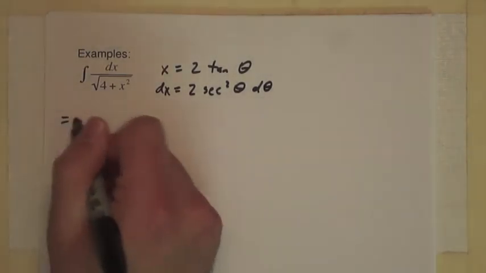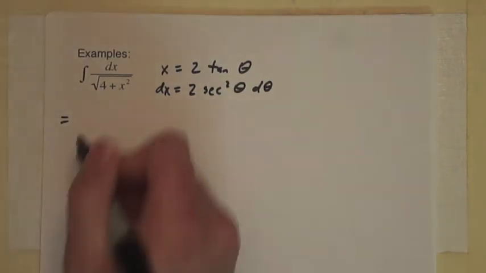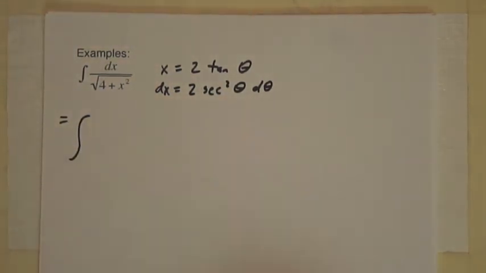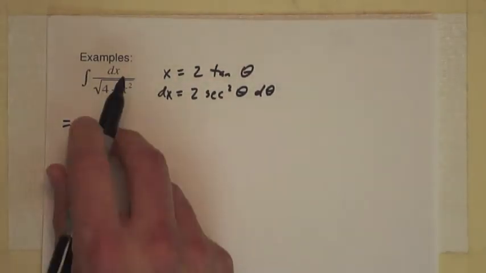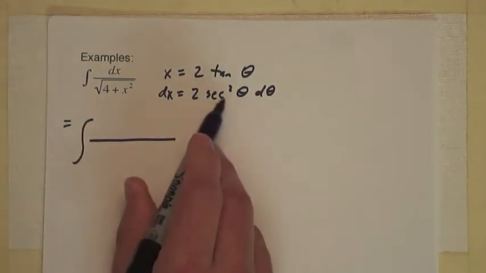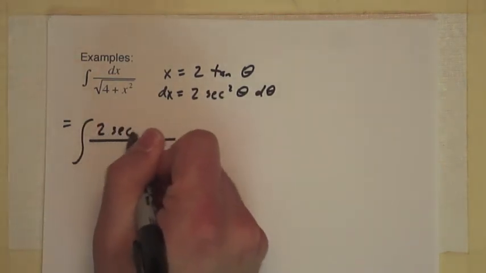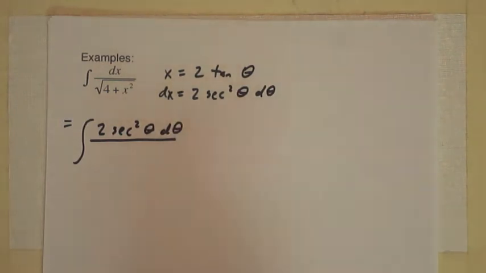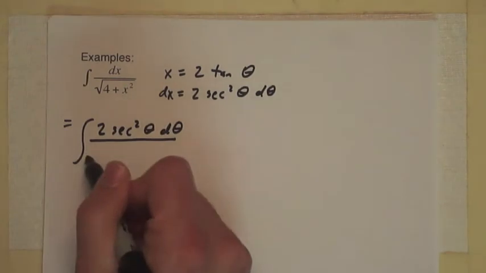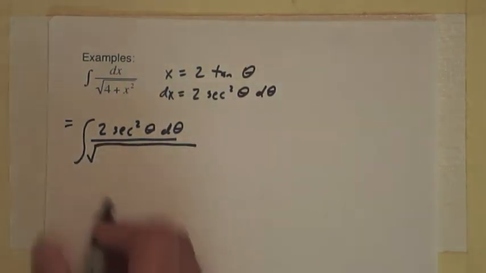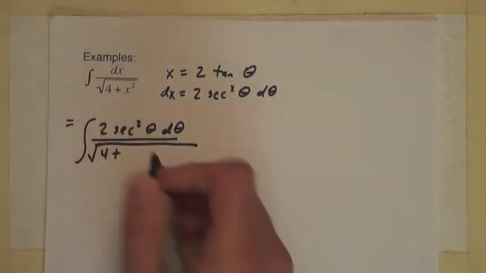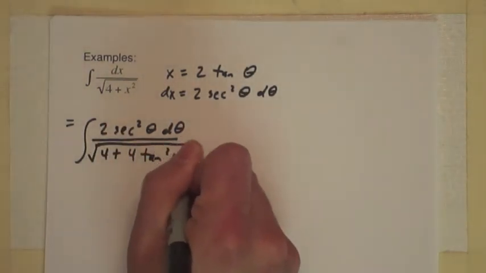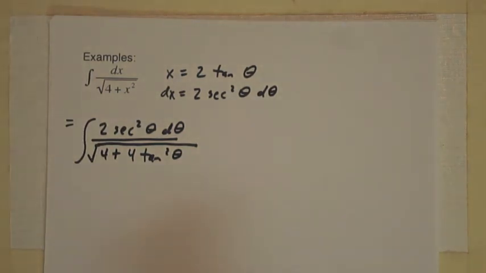Now let's change this integral to thetas instead of x's. Like I said a minute ago, initially it's going to look worse, but I promise it will get better. The dx on the top, when changing to thetas, becomes this ugly thing, 2 secant squared theta d theta, much uglier than just dx. And on the bottom, you get the square root of 4 plus x squared. Well, x is 2 tan theta, so x squared would be 4 tan squared theta.